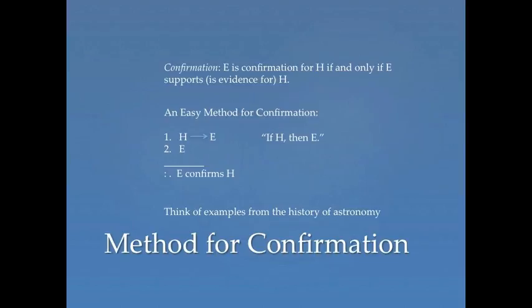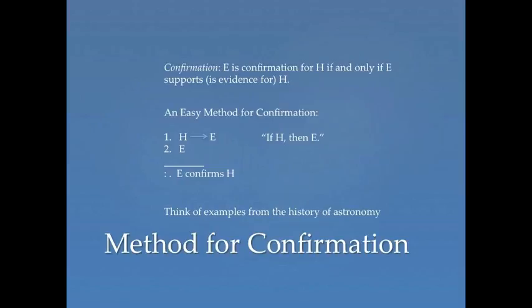So let's think of some historical examples. One's from astronomy. Imagine you're Aristotle. You think that the Earth is stationary, and it's at the center of the universe, and the stars and the planets are embedded in these spheres that are rotating around the Earth. Well, if that hypothesis is true, what would you expect to observe? If H is true, that's the Aristotelian system. What do you expect? You expect to see the stars progressively moving across the sky. And in fact, that's what we find.